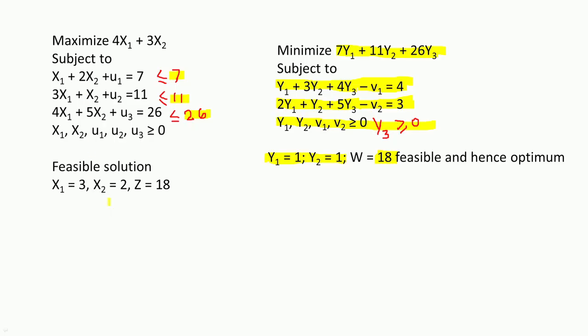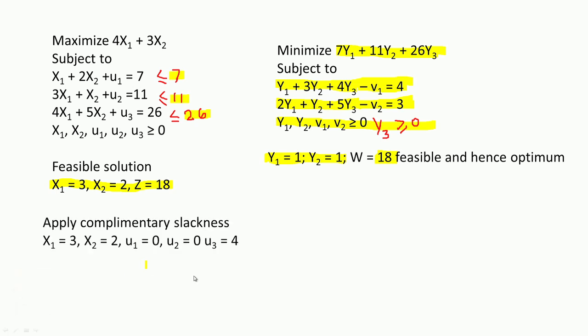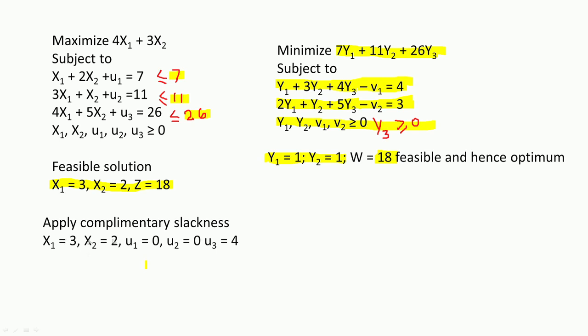So let us go back to the same feasible solution here with x1 equal to 3, x2 equal to 2 and z equal to 18. Let us now not think of this solution y1 equal to 1, y2 equal to 1, let us not think of this solution. So now let us apply complementary slackness to this solution. So first let us define all the variables so that we can apply the complementary slackness. So when we apply the complementary slackness, x1 equal to 3, x2 equal to 2, we go back and substitute in the three equations now.